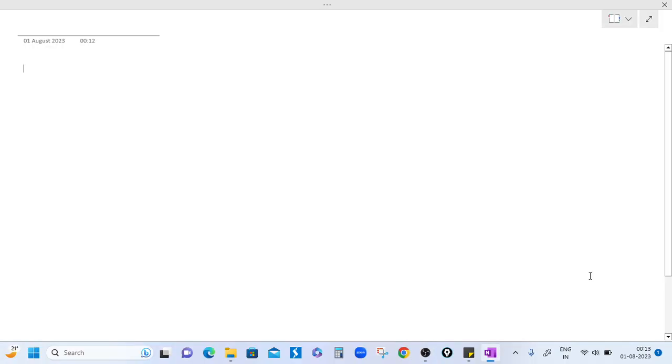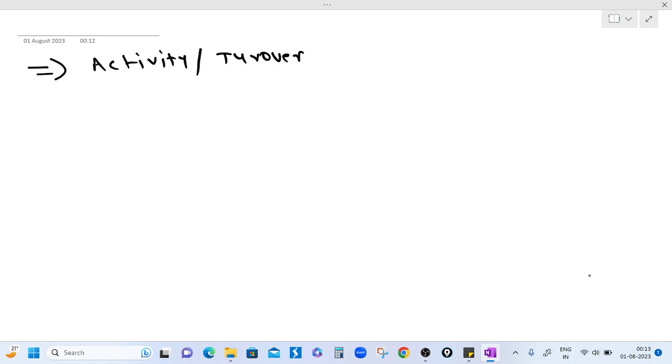Hi everyone. So today we will try to understand activity or turnover ratios. First we'll understand what the activity ratios are. So activity, or you can say turnover ratios.